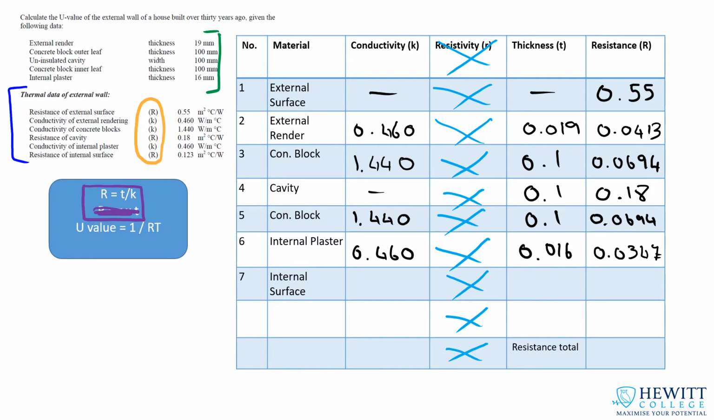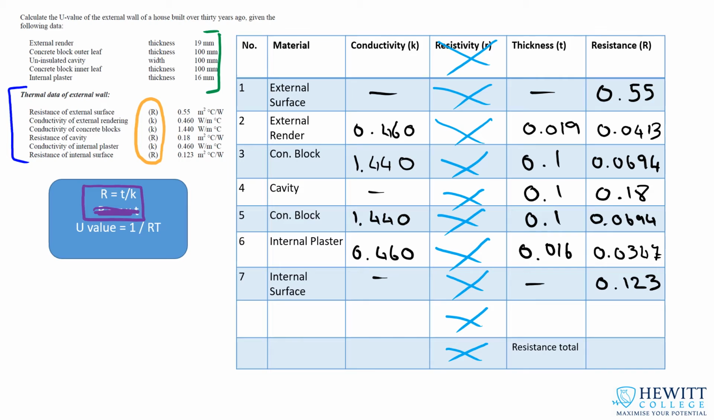Okay, so the last layer there is our internal surface. If we look at the thickness, we don't have any thickness for it, but we have the resistance here, the very last line. So the resistance of the internal surface, the R value, is 0.123. That's blank, and that's blank.